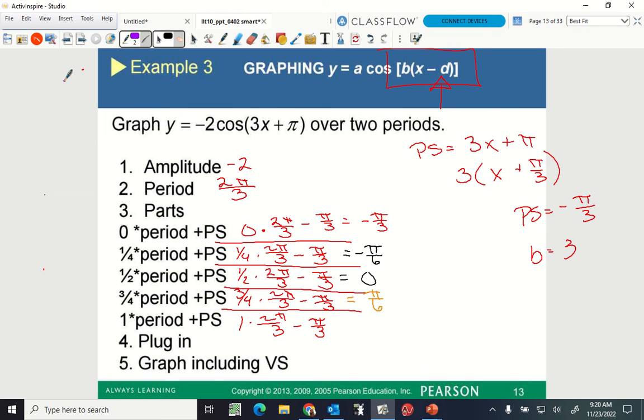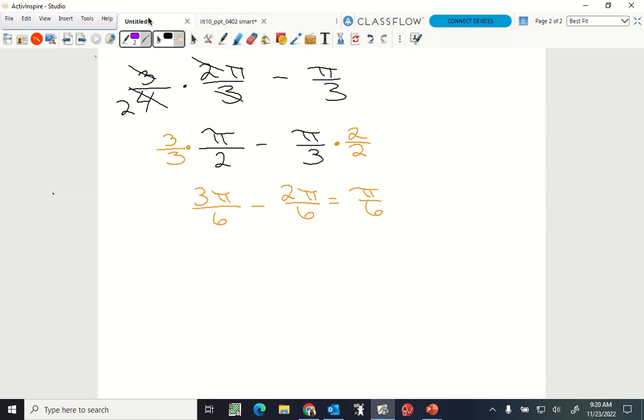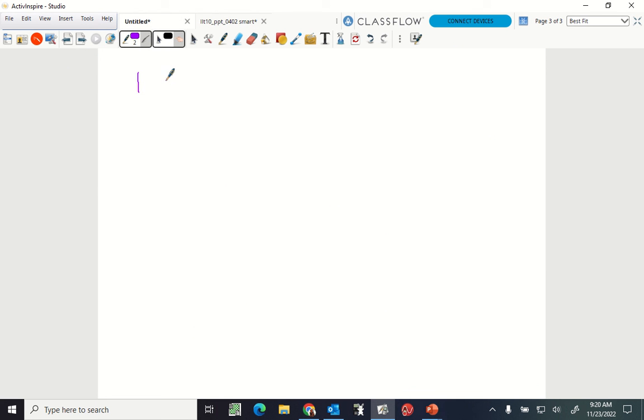All right, and the last one is 1 times 2 pi over 3 minus pi over 3. So that's going to give me 2 pi over 3. And look, common denominators already. So that leaves me with pi over 3.